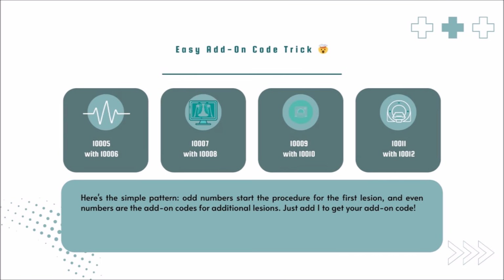And here's an easy add-on code trick. 10005 with 10006, 10007 with 10008, 10009 with 10010, 10011 with 10012. Here's the simple pattern. Odd numbers start the procedure for the first lesion, and even numbers are the add-on codes for additional lesions. Just add 1 to get your add-on code.